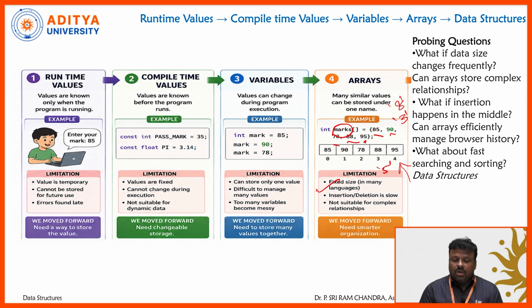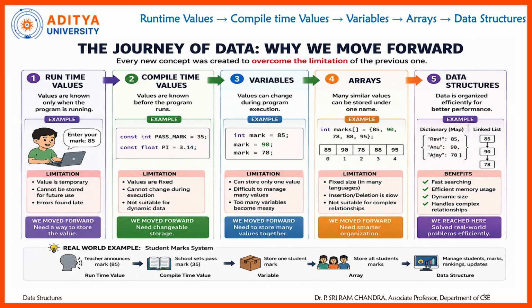So what to do? To overcome this, we need a smarter storage organization, data structures, where we can store data efficiently, access the data efficiently, and operate on the data efficiently. Finally, fast searching, efficient memory usage, dynamic size, and handling complex relationships can also be made possible through data structures. And you can see the title of this heading, the journey of data, why we move forward.